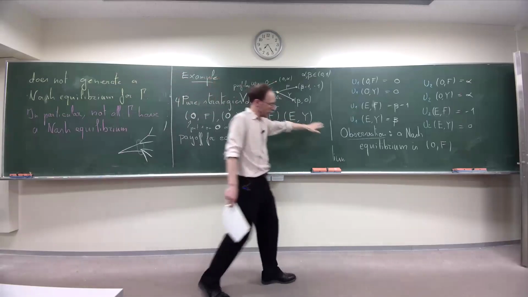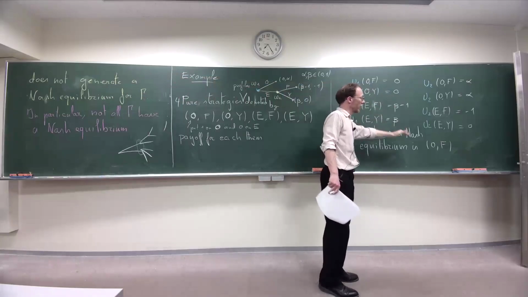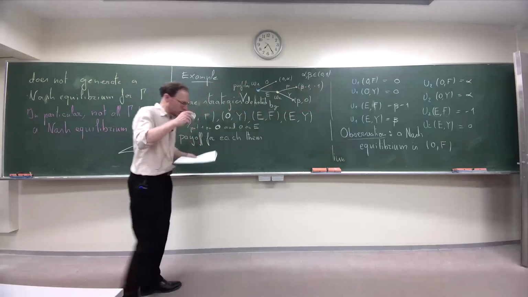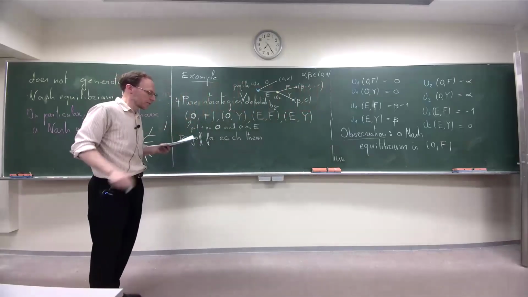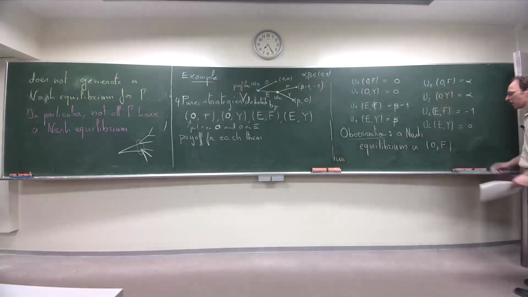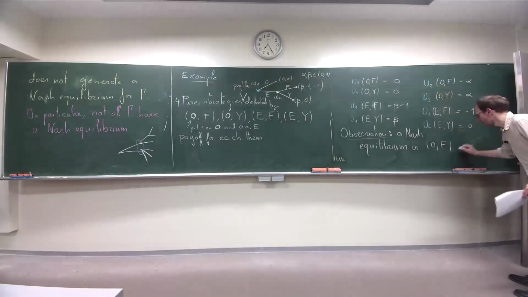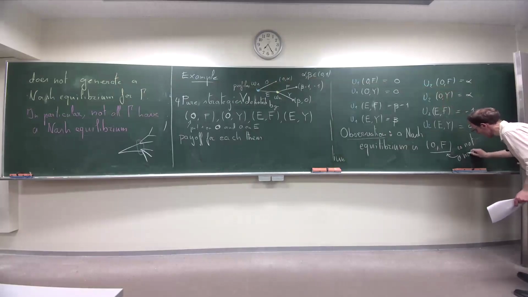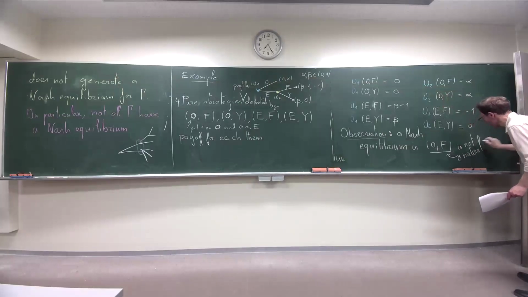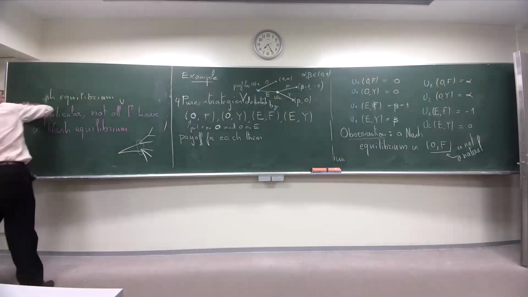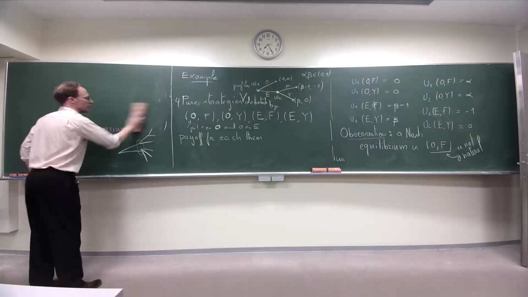However, you can check with the definition of Nash equilibrium that this OF is a Nash equilibrium. So you have two conditions to check. But as I said, it's not a natural strategy profile, not a natural behavior strategy profile.